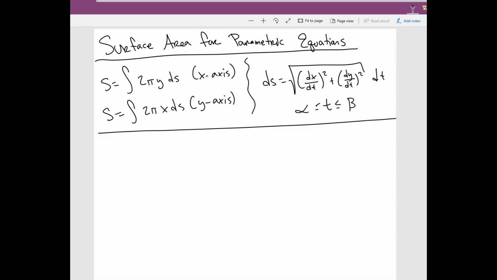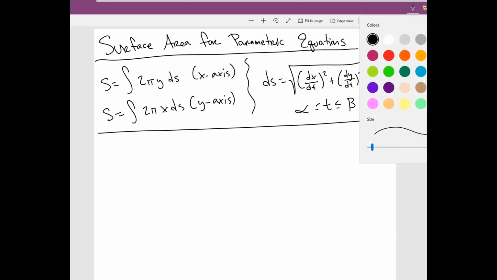So this is going to be surface area for parametric equations. You've seen this formula in the previous video, so if you want to write it down again, you can. But just to give a little bit of a recap of surface area, just in case you forgot, we did surface area in Calc 1 just with a regular function.